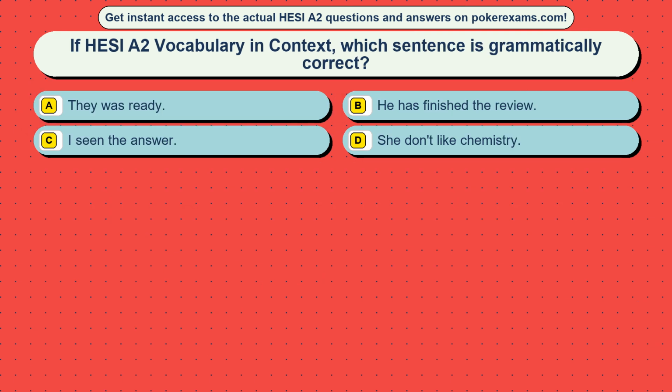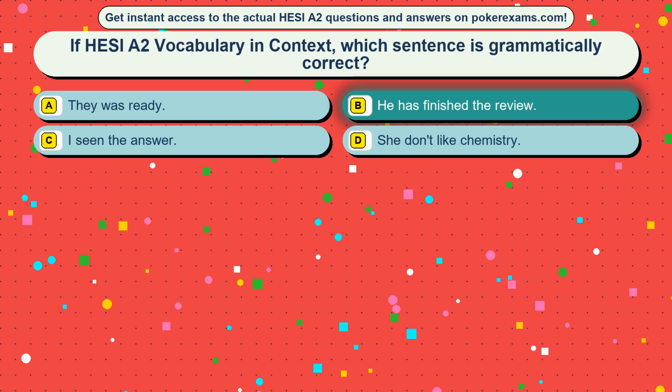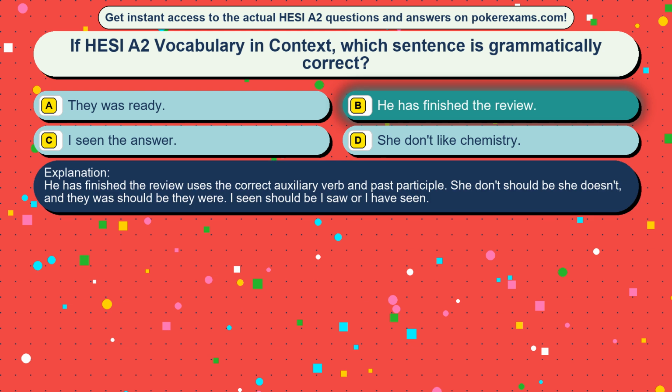Question 50. If HESI A2 vocabulary in context, which sentence is grammatically correct? Option A, they was ready. Option B, he has finished the review. Option C, I seen the answer. Option D, she don't like chemistry. The correct answer is option B, he has finished the review. It uses the correct auxiliary verb and past participle. She don't should be she doesn't, and they was should be they were. I seen should be I saw or I have seen.